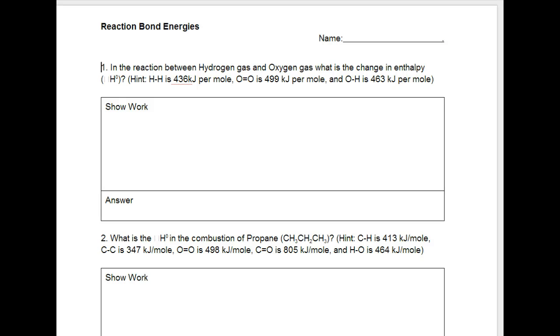So this is the practice for the reaction bond energies. For number one, it's asking in the reaction between hydrogen and oxygen gas, what's the change in enthalpy? That's just another way of saying the total bond energy for this reaction. So first we have to actually write out the reaction of hydrogen and oxygen gas.